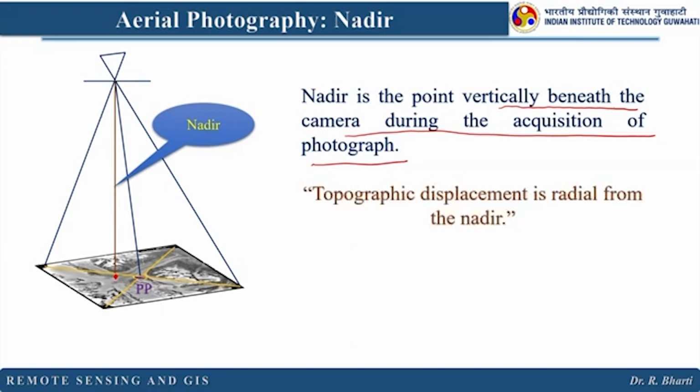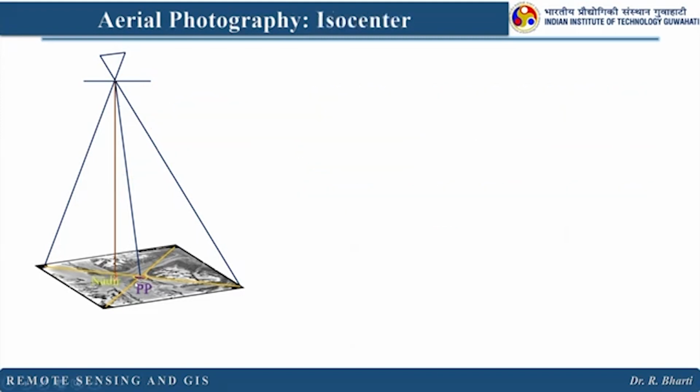And topographic displacement is radial from the nadir. So topographic displacement will be very less at nadir. As you go away from nadir, you will find more topographic displacement, right.